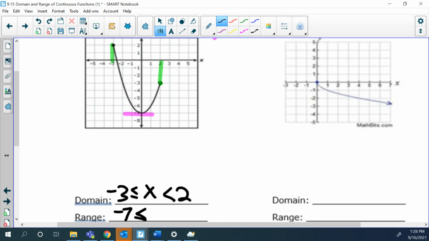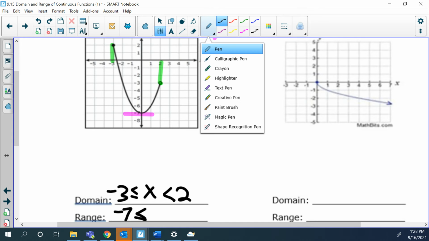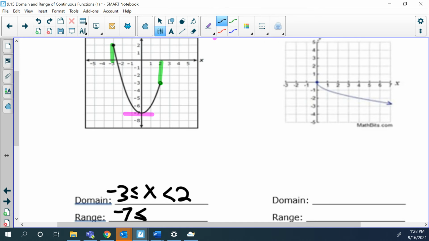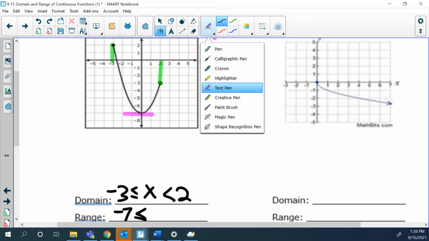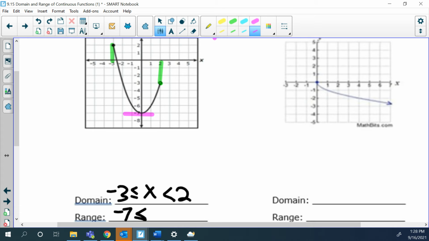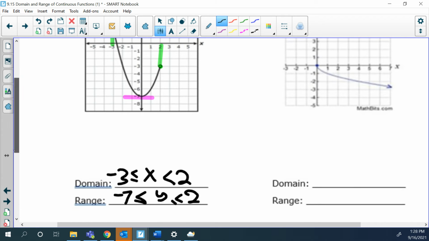Now the highest point is going to be this point right here. And remember, you'll have to go to the y-axis to find the value, and that is 2. And that's a closed circle too, so I'm going to use less than or equal to. And I put a y right there. So my range is going to be from -7 to 2. All right.